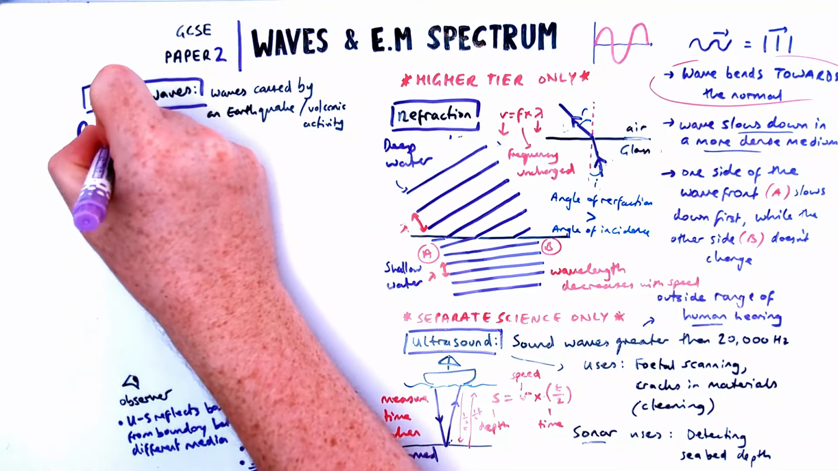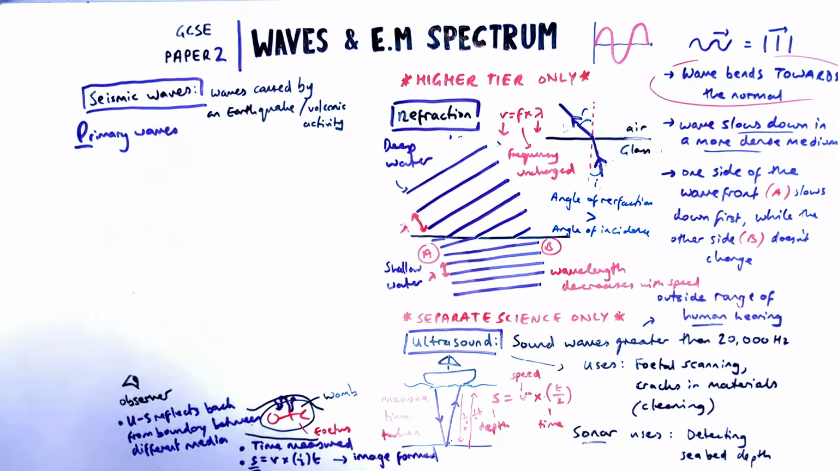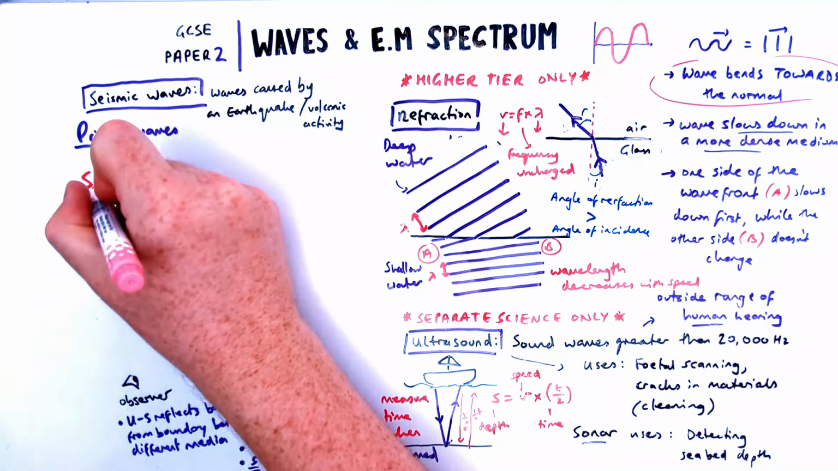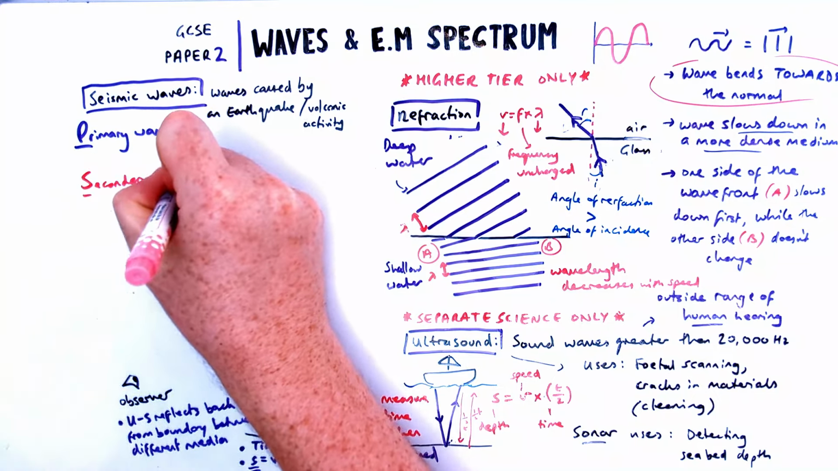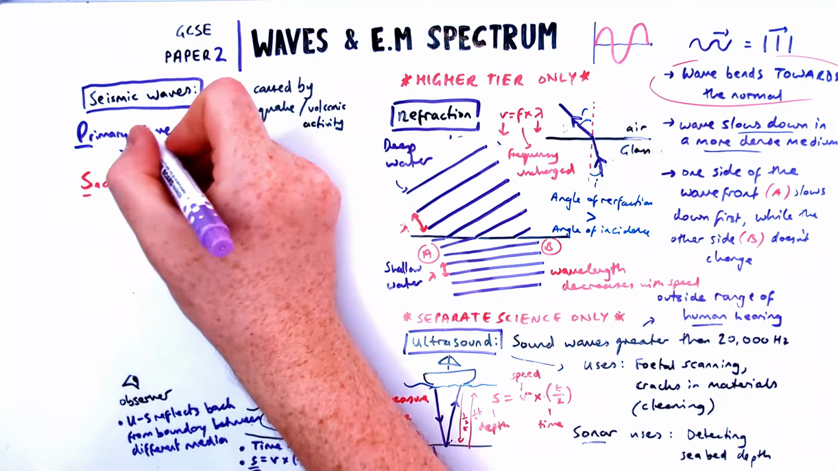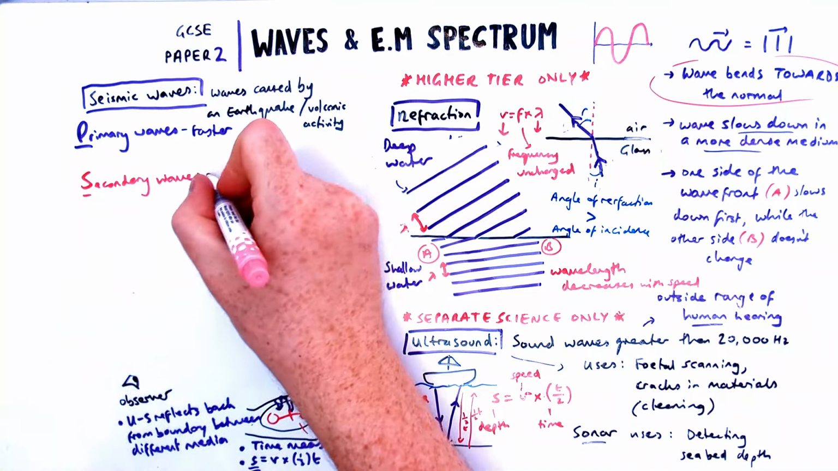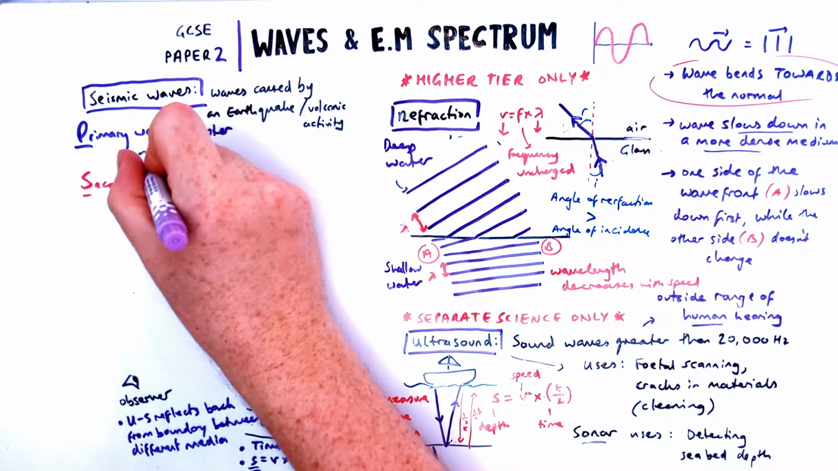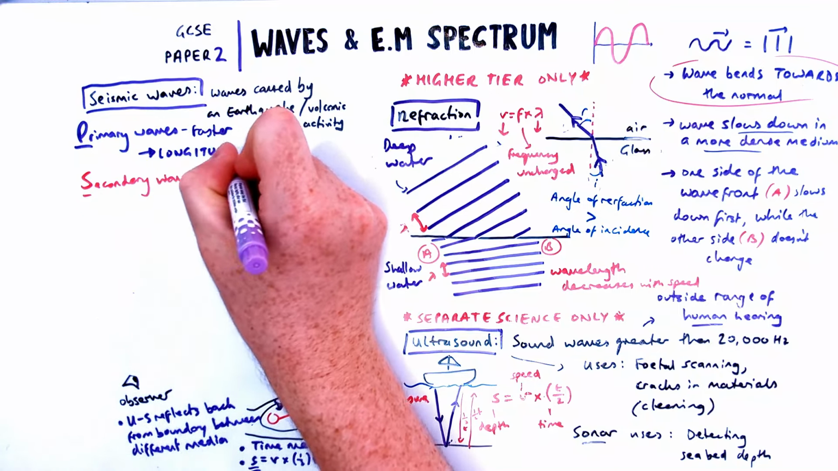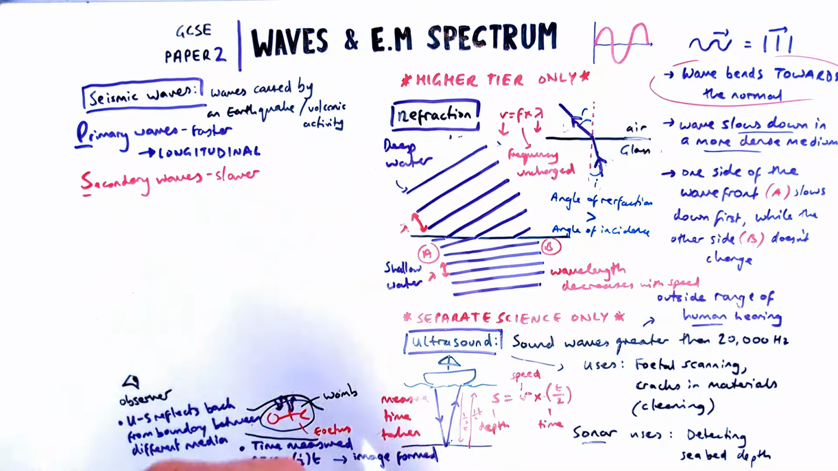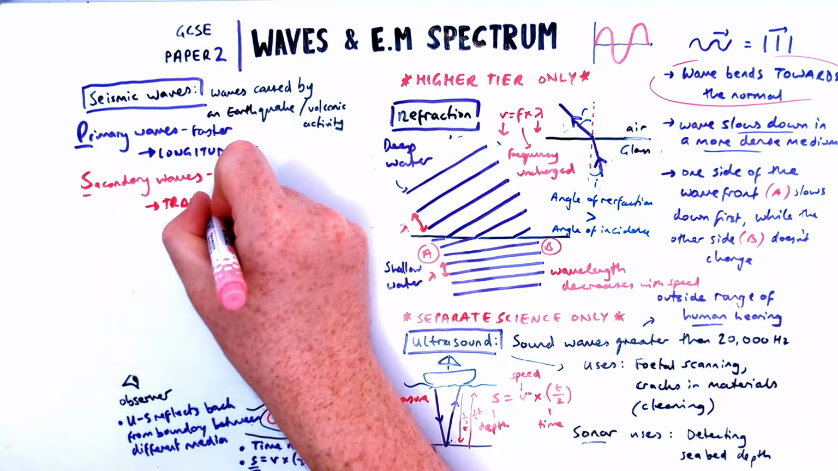There are two types of seismic waves. There are primary waves, or P waves, and there are secondary waves, or S waves. As the name suggests, the primary waves arrive first, so they're faster. The secondary waves arrive second, so are slower. Now we need to know that primary waves are longitudinal waves, but secondary waves are transverse waves.